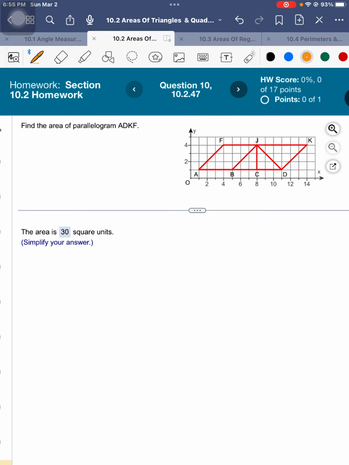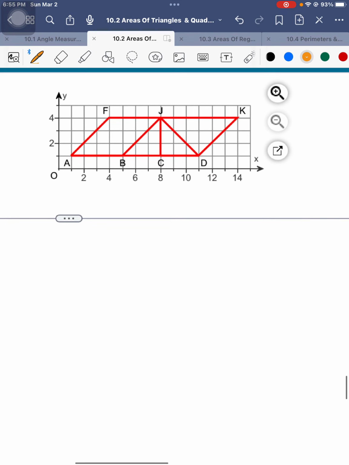Okay. Now this one looks super confusing, right? But look, you gotta read. If we read, it's not that bad, right? Find the area of the parallelogram. Okay, so it's a parallelogram. So that means the opposite sides are congruent. So I just need to find one. So where's the F? The F is at 4. And the K is at 14.